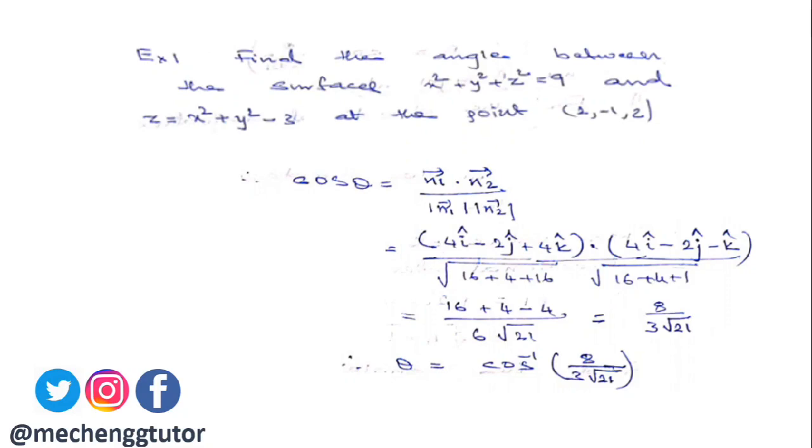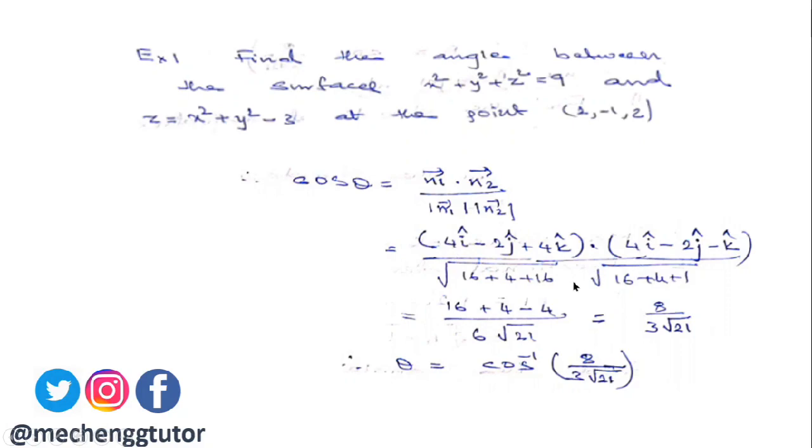So cos theta is equal to n1 bar dot n2 bar upon magnitude of n1 bar into magnitude of n2 bar. Substituting for n1, that is (4i minus 2j plus 4k) dot (4i minus 2j minus k). In the denominator, the magnitude of the first vector is root of 16 plus 4 plus 16, into, for the second, the magnitude is root of 16 plus 4 plus 1. The dot product you all know how to find.